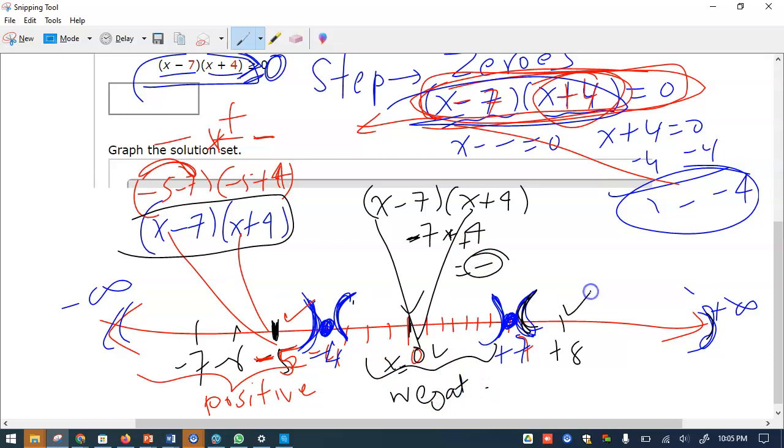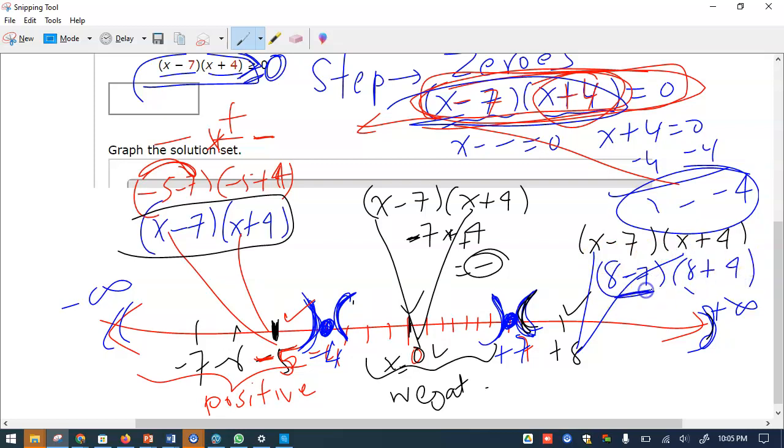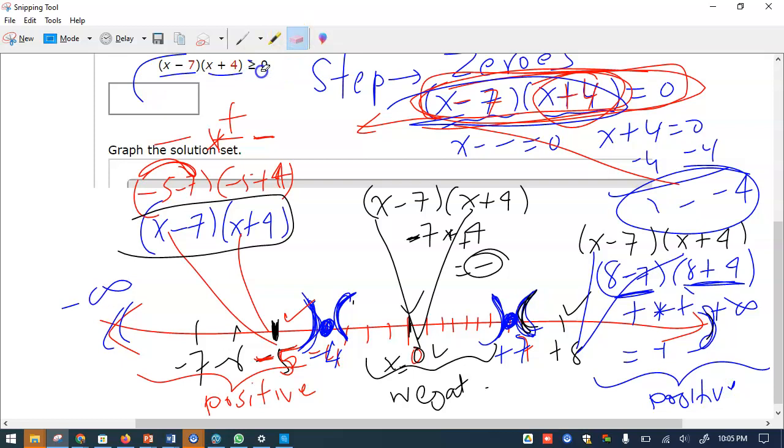And finally, let's plug in. So I'm going to write that again, and this time you plug in 8 here. So it's going to be 8 minus 7 and 8 plus 4. So this will be positive because 8 minus 7 is 1. So multiplying positive times positive, the answer is positive. So this is positive.